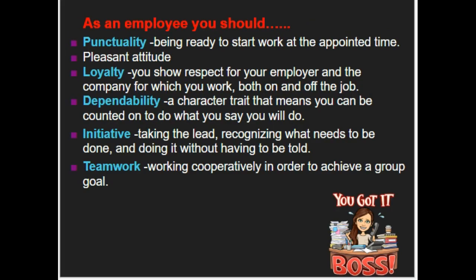As an employee, you should know these terms and be able to follow them in the workplace. Punctuality, meaning getting to work and started on time. You should have a pleasant attitude. You should be loyal, meaning showing respect for your employer and your company. You should be dependable, which means you can be counted on to do whatever it is you say you're going to do. You should take the initiative and take the lead to recognize what needs to be done and do it without somebody telling you to do it.